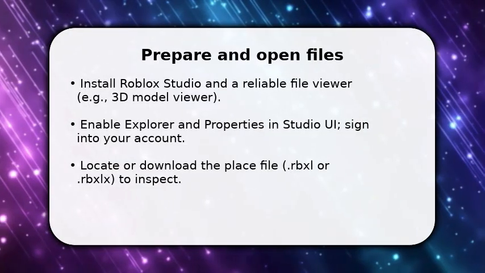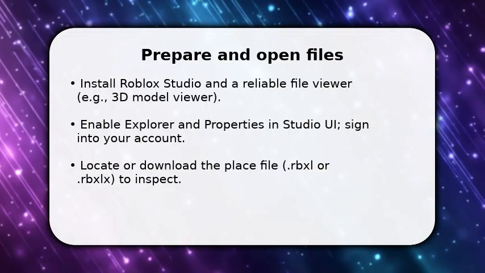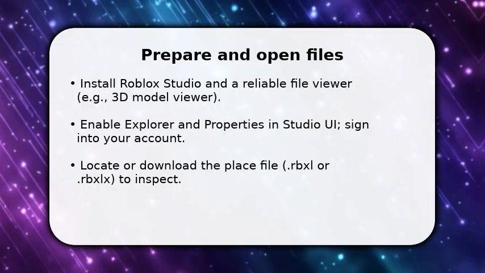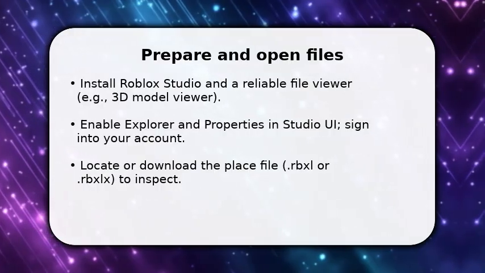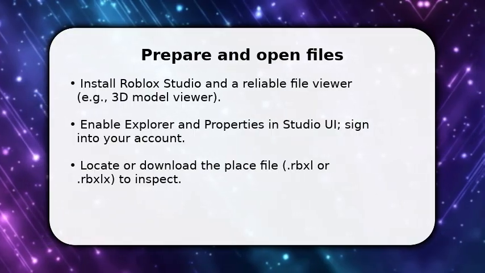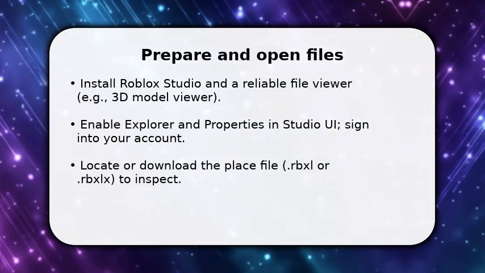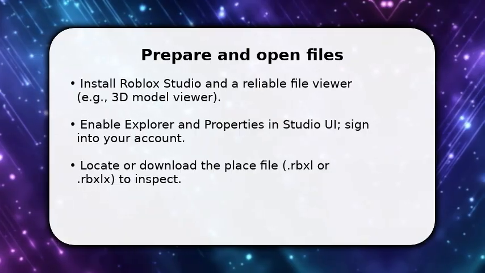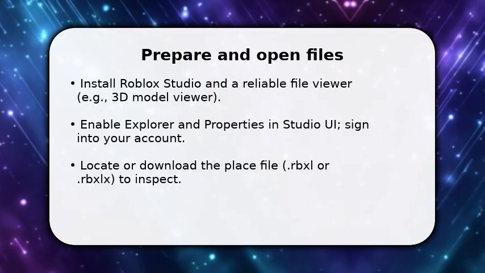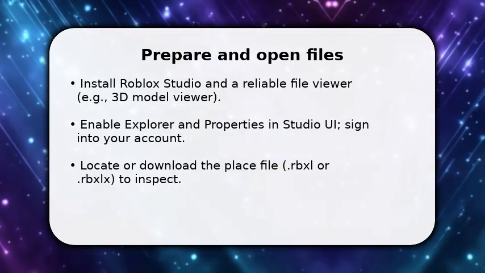You start by opening Roblox Studio and loading the place file that contains the asset you want. Once loaded, make sure Explorer and Properties are visible so you can inspect hierarchy and instance types. Open the Asset Manager to see uploaded models and meshes. This shows mesh part and special mesh entries. You should also have a separate 3D model viewer ready to preview exported files.